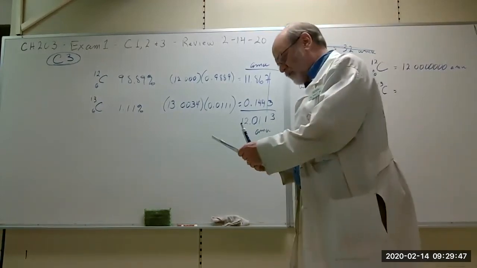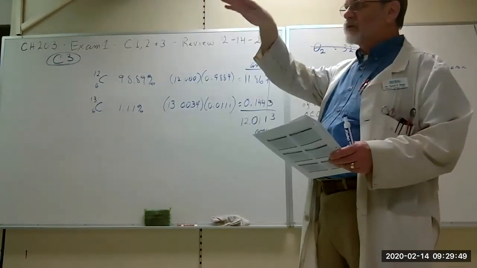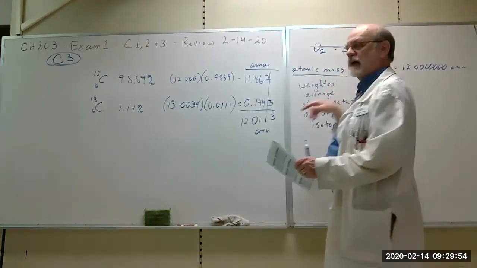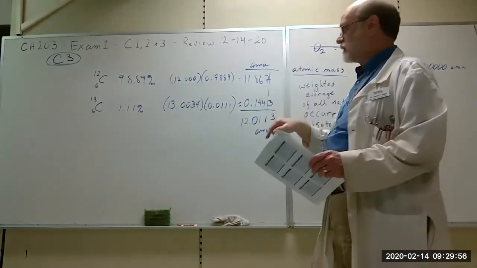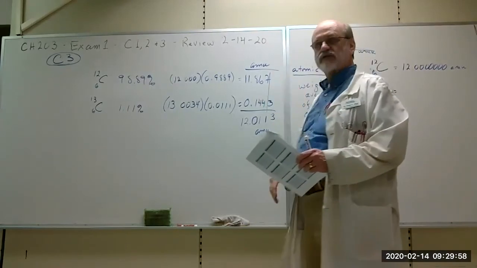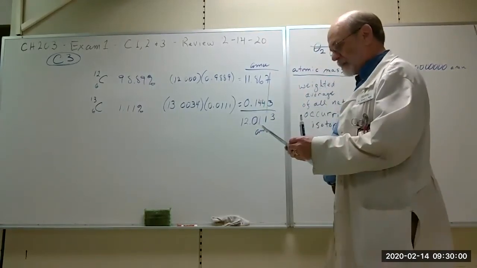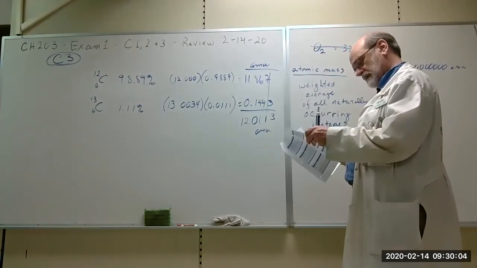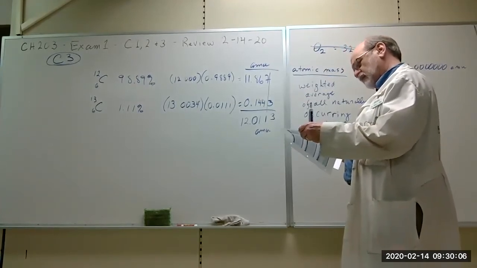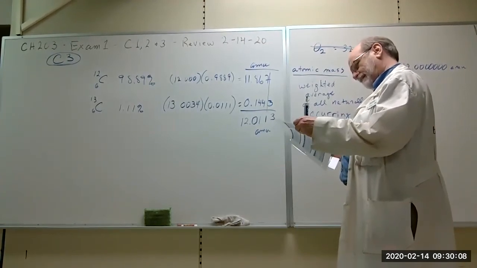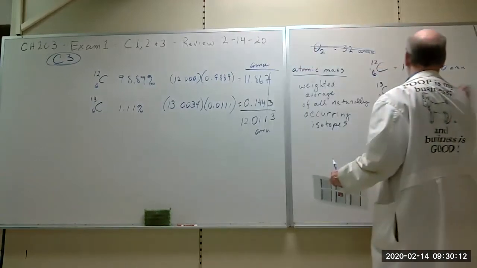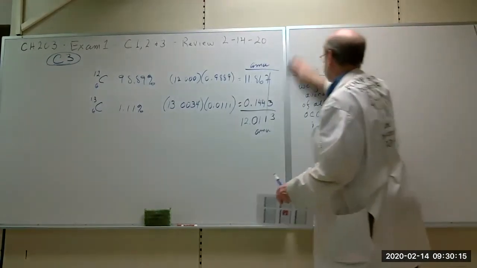Okay, so that's how we calculate each one of those atomic masses that are reported for each of the elements, a weighted average of the naturally occurring isotopes. And the next topic, periodic table. Okay. How is the periodic table organized?